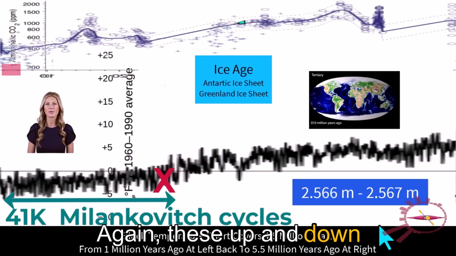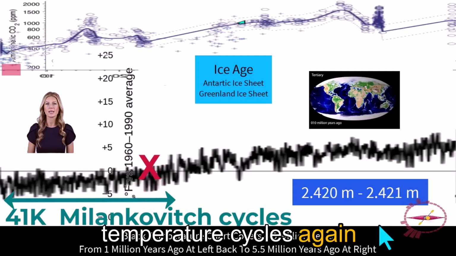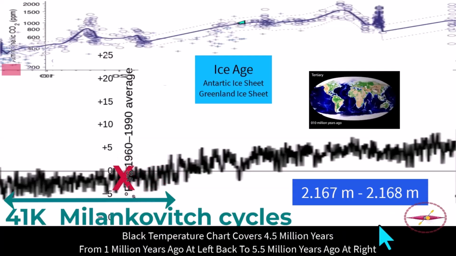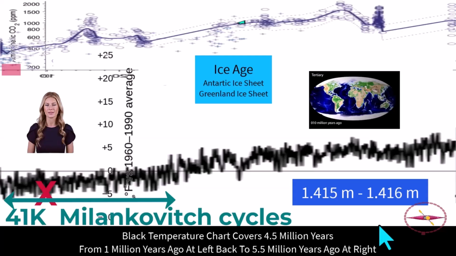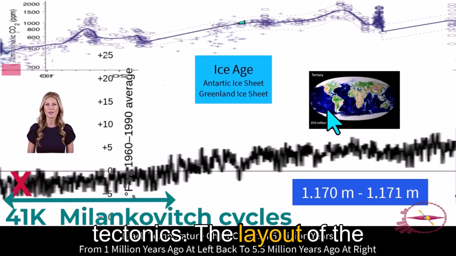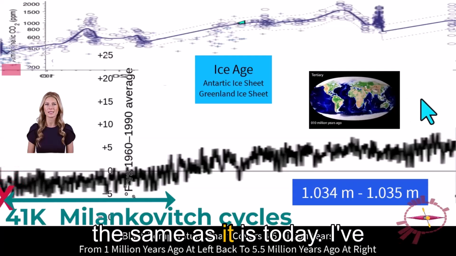Again, these up and down motions of the X indicate temperature cycles again on about a 41,000-year basis. I'll also point out that there's almost no more plate tectonics. The layout of the land on the Earth is about the same as it is today.